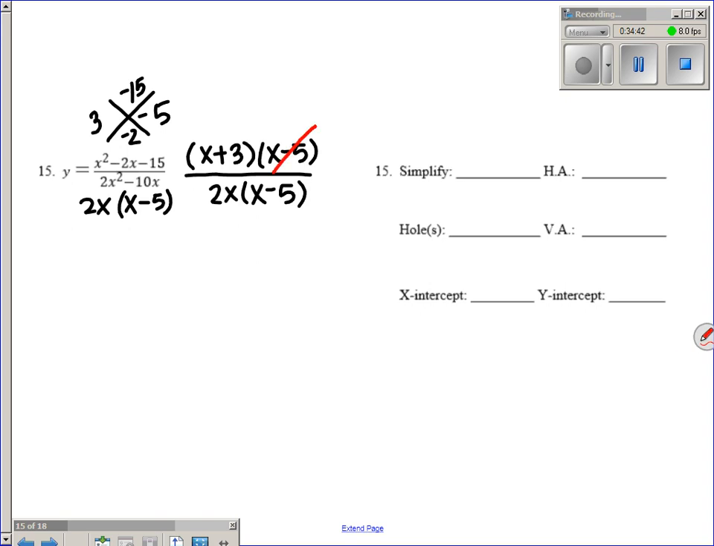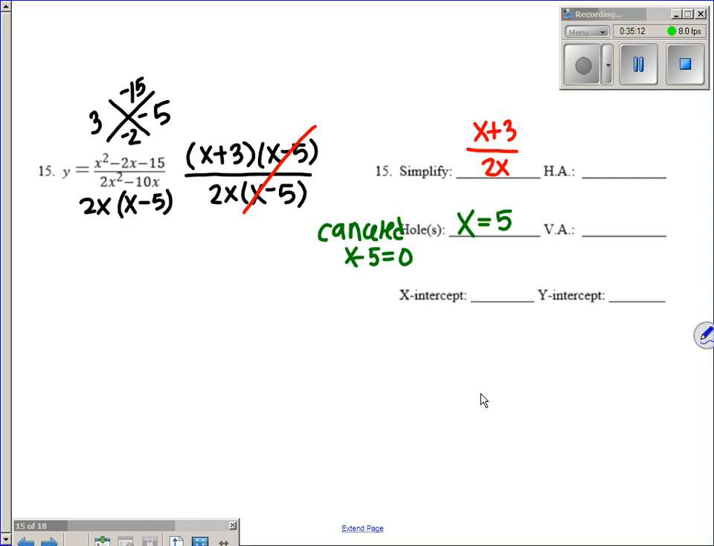And hopefully you notice that the x minus 5s cancel out. So we are left with x plus 3 on top and 2x on the bottom. Your holes is what canceled out. The canceled out was x minus 5, so we're setting that equal to 0 and solving for x. So we just add 5 to both sides. x equals positive 5.